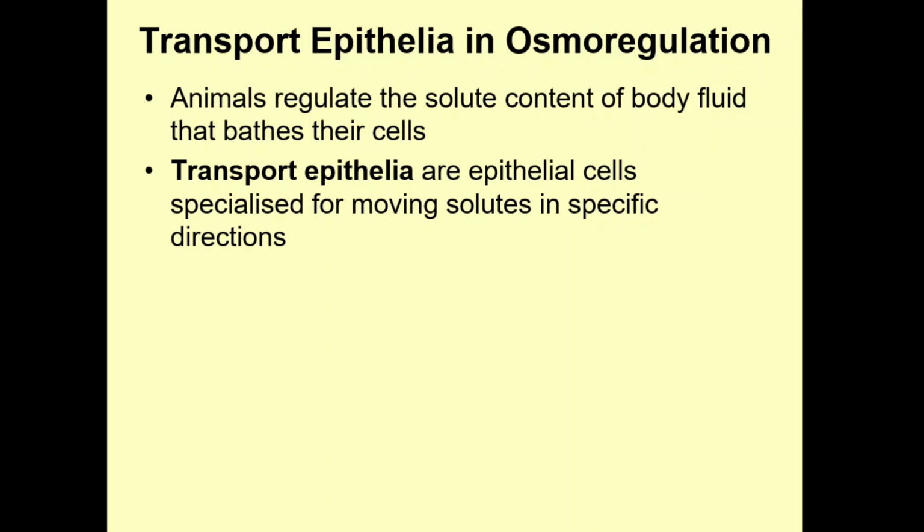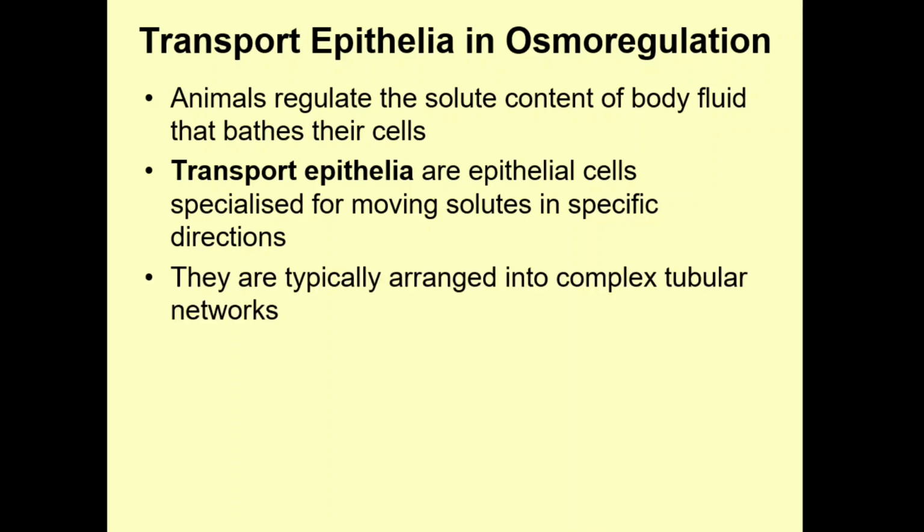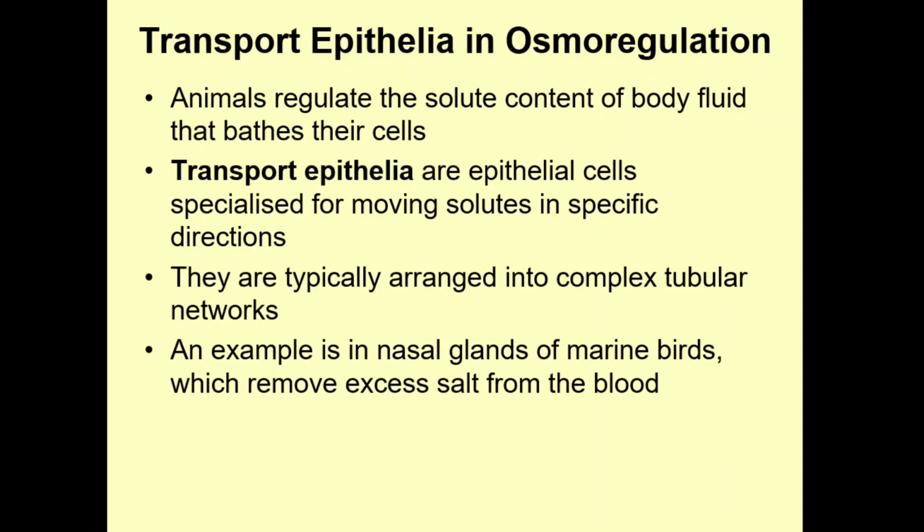And then we have transport epithelia. If you remember, epithelial tissue is something we've talked about in a previous session. Well, transport epithelia are epithelial cells that are specialized for moving solutes in specific directions, such as the active transport that we talked about previously with the fish, moving salts either in or out of the body. What we also find with transport epithelia is that they are typically arranged into a complex tubular network. And those complex networks of tubules are often arranged in a counter-current flow arrangement.